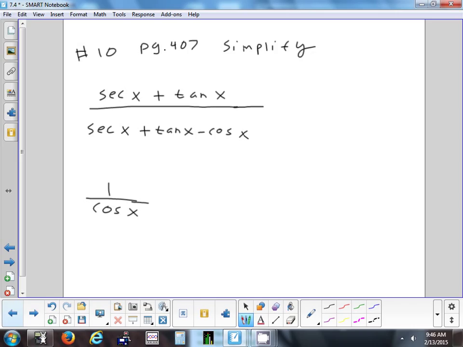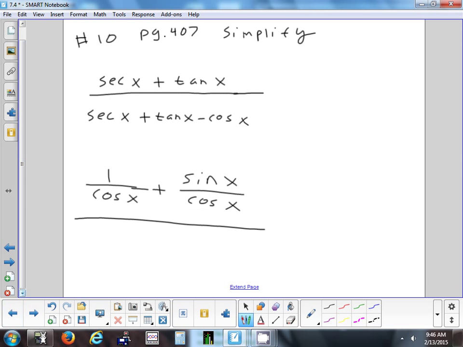So we got 1 over cosine plus sine over cosine. Well, that actually worked out nice. We already have a common denominator just by changing to sines and cosines. Okay, and in the bottom, let's see, we got 3 things. So we got 1 over cosine plus sine over cosine. And we have minus cosine. I'm going to write that with a common denominator as well. If you just multiply top and bottom of cosine over 1 by cosine, you get cosine squared over cosine. So now we have all common denominators everywhere.